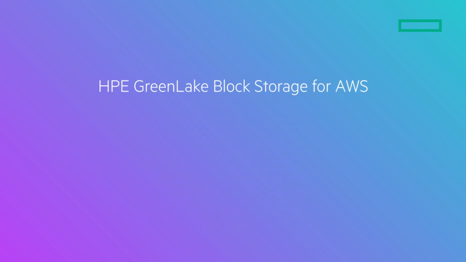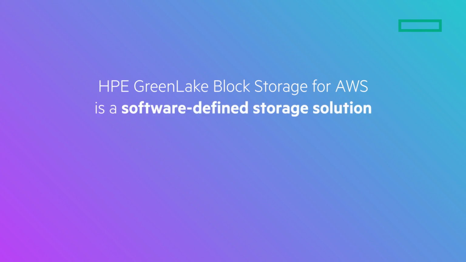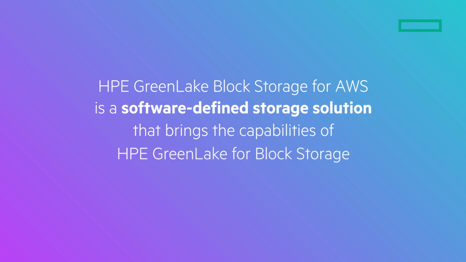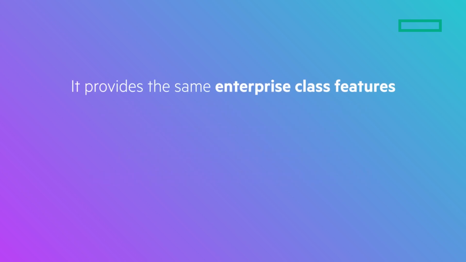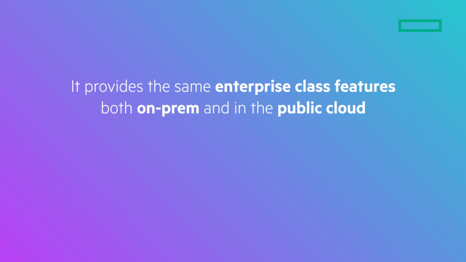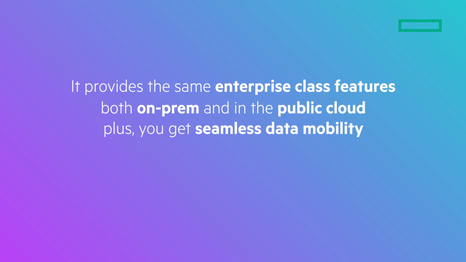HPE GreenLake Block Storage for AWS is a software-defined storage solution that brings the capabilities of HPE GreenLake for Block Storage built on HPE Alletra Storage MP to AWS. It provides the same enterprise-class features both on-prem and in the public cloud, plus you get seamless data mobility and unified management.